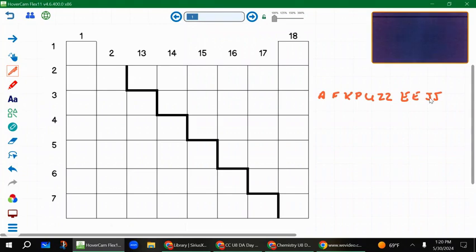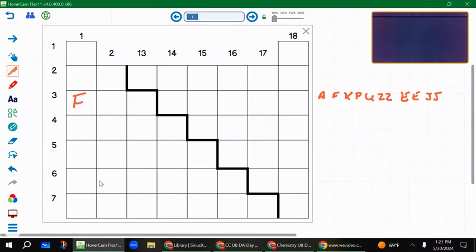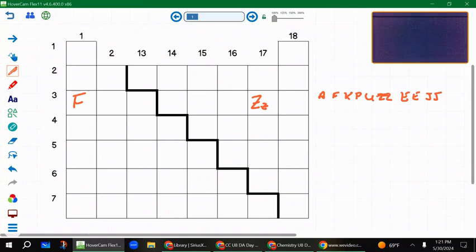F is the most reactive metal in its period. Now, people tell me, Mr. Brand, francium is the most reactive metal. That is true. It didn't say the most reactive metal on the table. It said the most reactive metal in its period, which means it goes there. And then ZZ is the most reactive nonmetal, which means it goes there, ladies and gentlemen. Cross them off when you're done.